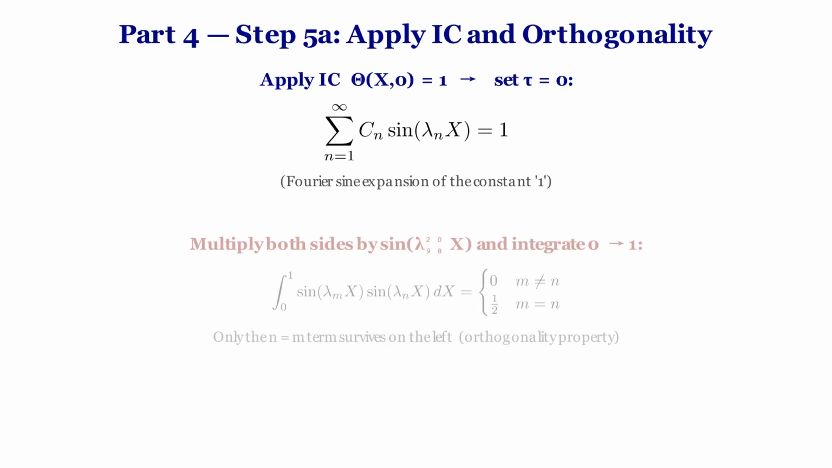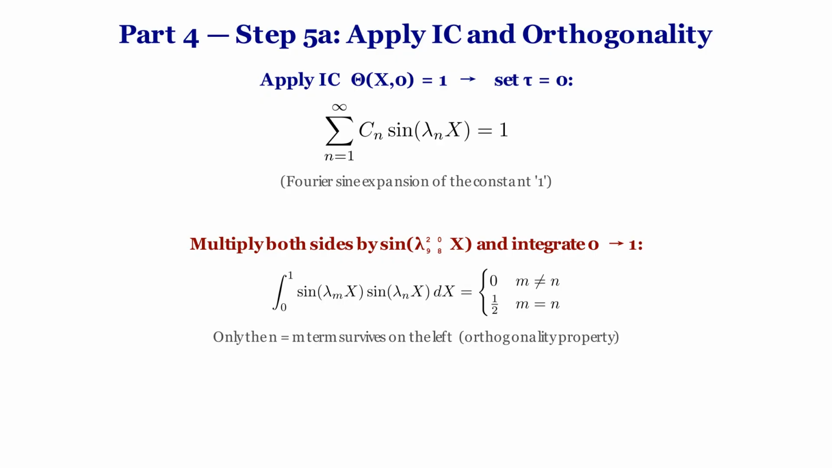Step 5. Apply the initial condition to find the Fourier coefficients. By superposition, the general solution is the infinite sum of all individual eigensolutions. At tau equals 0, the initial condition states theta equals 1 everywhere. Substituting tau equals 0, the sum over n of Cn sine lambda nx equals 1. This is a Fourier sine series expansion of the constant function 1.